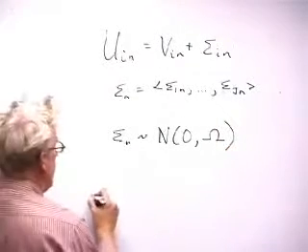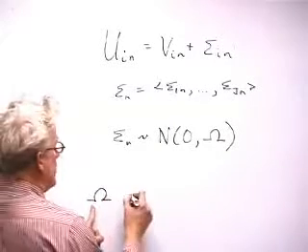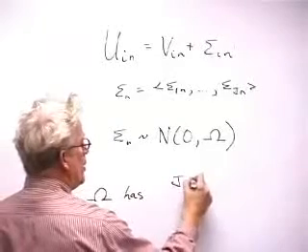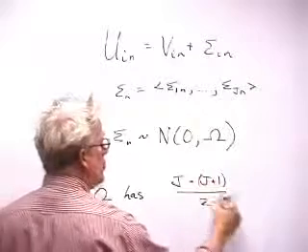Omega has how many free elements? It's symmetric, and so it has J times (J plus 1) divided by 2 elements.